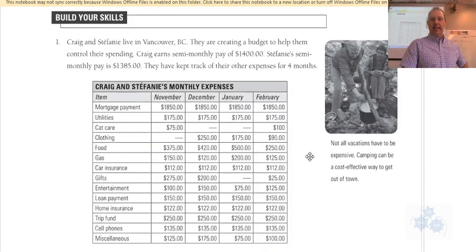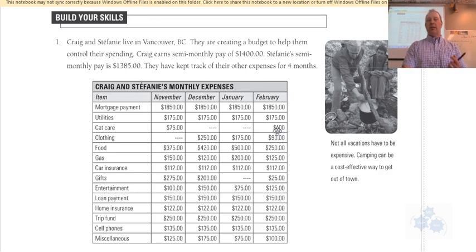All right. So in this question right here, pay attention. Here is a list of 4 months of expenses for Craig and Stephanie, who live in Vancouver, BC. They're creating a budget to help them control their spending. Craig earns semi-monthly pay of $1,400. That's twice a month. Stephanie's semi-monthly pay is $1,385. They've kept track of their expenses for 4 months.